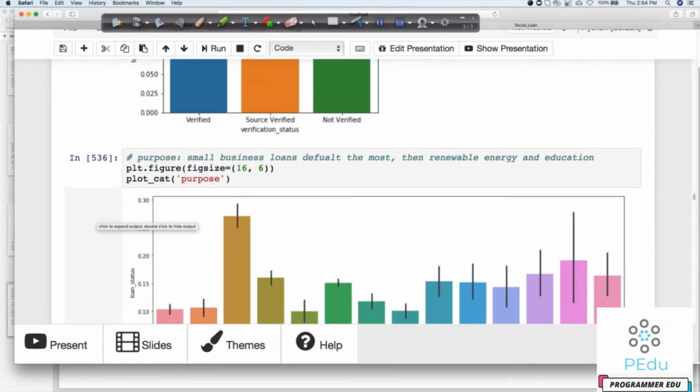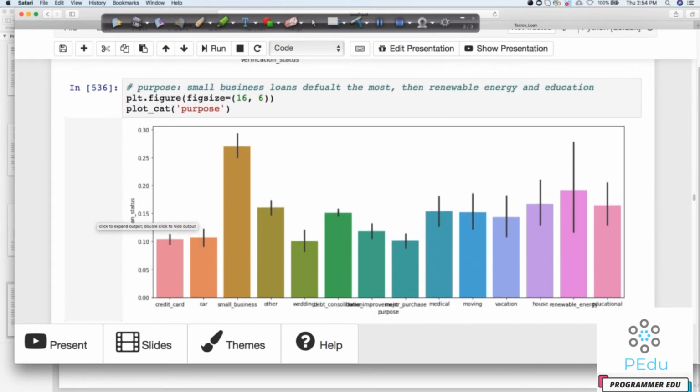Now let's look at a few more things. Let's say the purpose of the loan. Is the purpose of the loan also impacting? Yes. You can see in this graph, there are small businesses which are applying for loans. They have a very high chance of defaulting. And if you look at the other ones, for example, renewable energy and education in this particular graph, they are not defaulting much, right? Their defaulting rate is very, very low in this case.